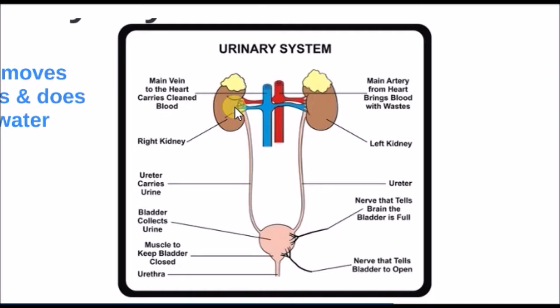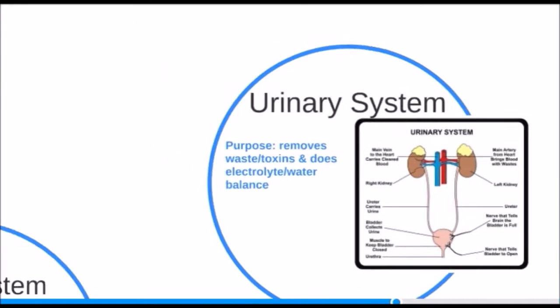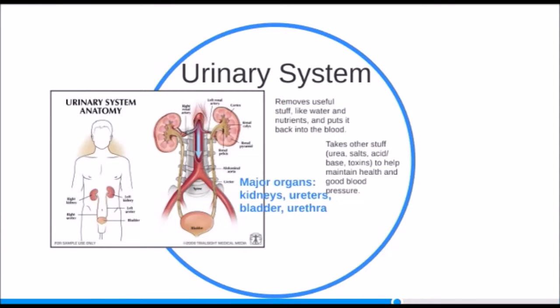So like I said, the urinary system removes useful stuff like water and nutrients and puts it back into the blood, which is super awesome. And it takes other stuff out, this chemical called urea, and it removes salts from your body, right, and helps do an acid-base balance. It removes toxins, and it just helps to maintain a healthy and good blood pressure. So our major organs here are going to be the kidneys, the ureters, bladder, and urethra.